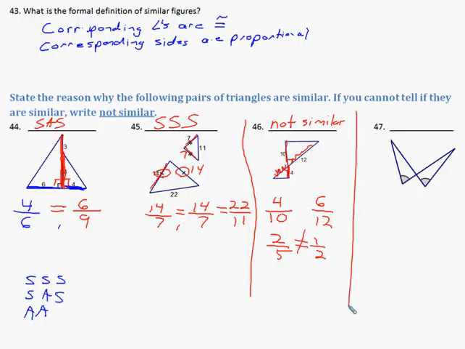And then the last one here, we have two angles marked congruent. We also know these two angles are congruent because of vertical angles. So we have two angles of one congruent to two angles of the other. So these triangles are similar by angle, angle.